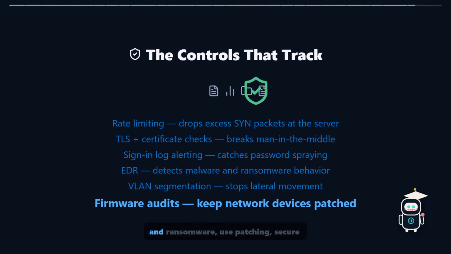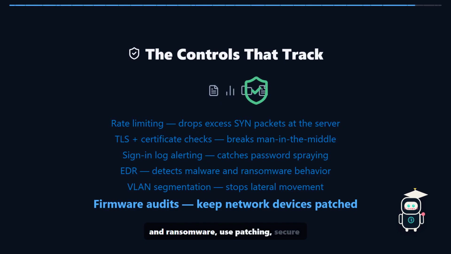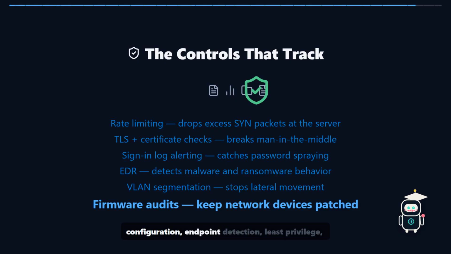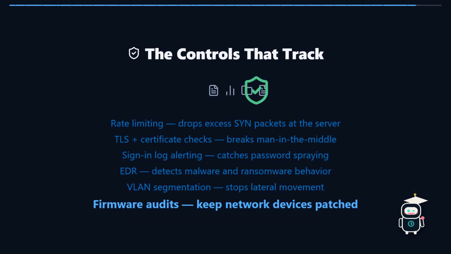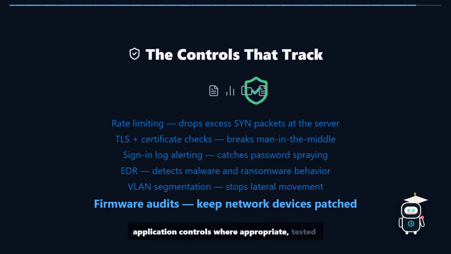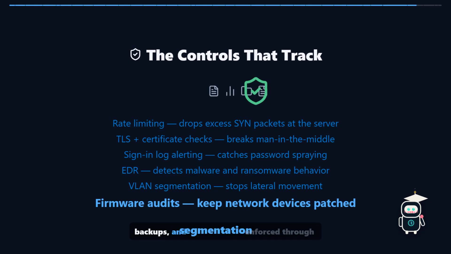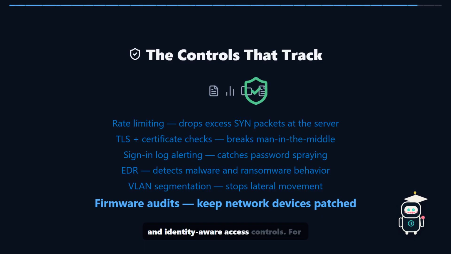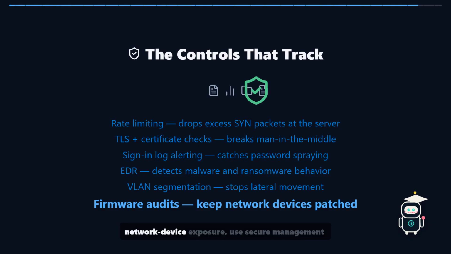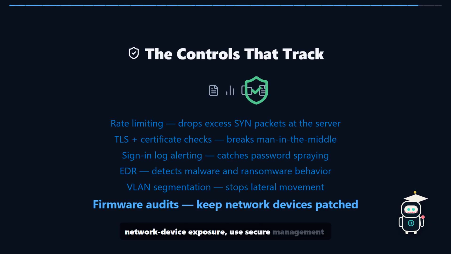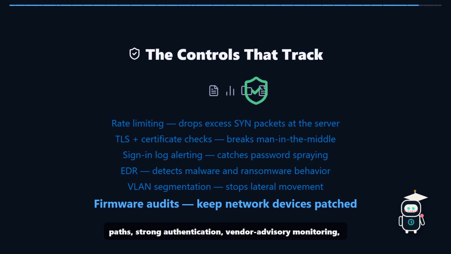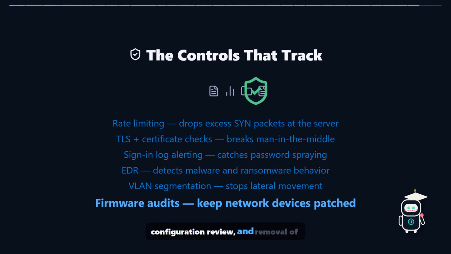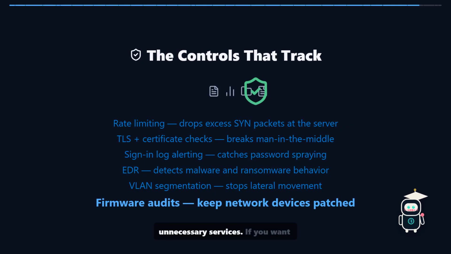For password attacks, use phishing-resistant MFA where possible, password protection controls, sign-in risk detection, rate limits, least privilege, and a response process for suspicious activity. For malware and ransomware, use patching, secure configuration, endpoint detection, least privilege, application controls where appropriate, tested backups, and segmentation enforced through routing rules, ACLs, firewall policies, and identity-aware access controls. For network device exposure, use secure management paths, strong authentication, vendor advisory monitoring, configuration review, and removal of unnecessary services.